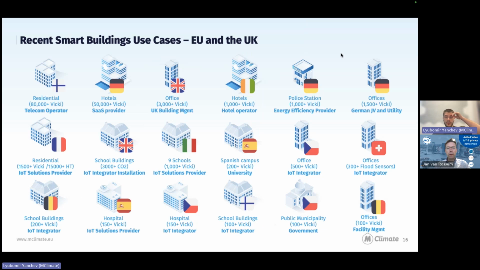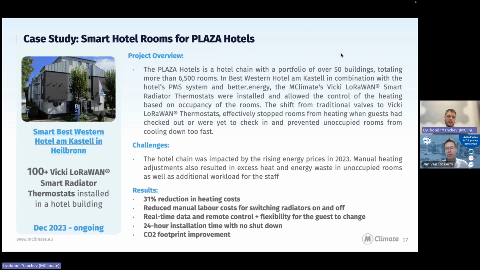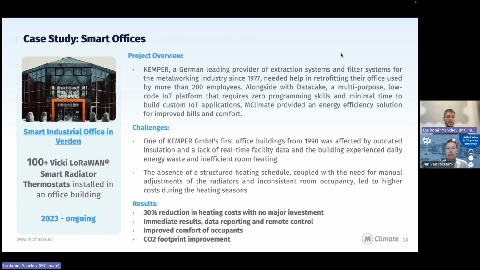So we have, as I said, a lot of successful projects. Some of them are very challenging, like in residential sectors. But in Finland, thanks to our partner Telecom, we have a very good success there. We have lots of hotels, offices, but also campuses, school buildings, hospitals, all types of buildings. And here, a few I wanted to show as examples. This is Plaza hotels, and so far they've saved 31% in heating costs for a year. We have Kemper, which saved about 30% with a fairly small investment.